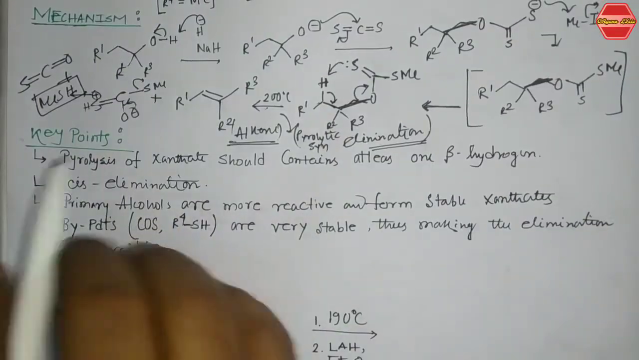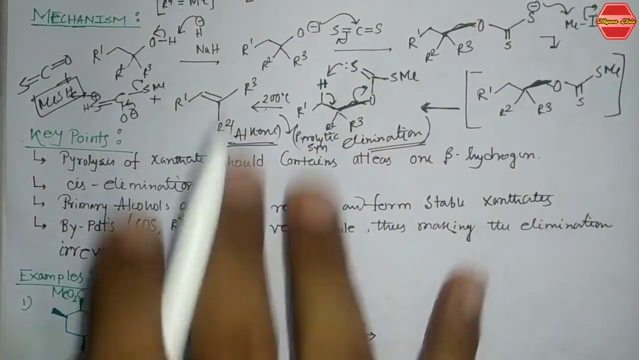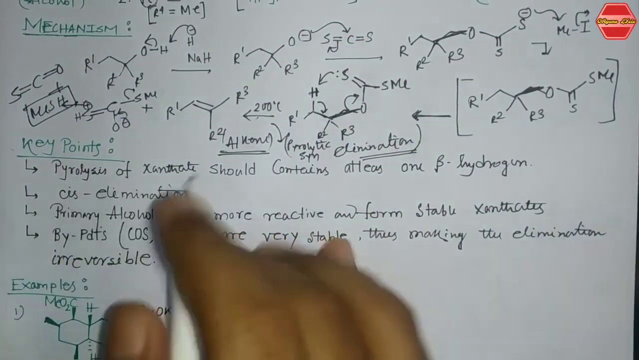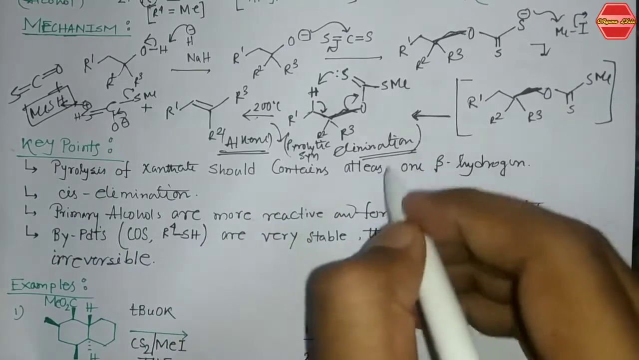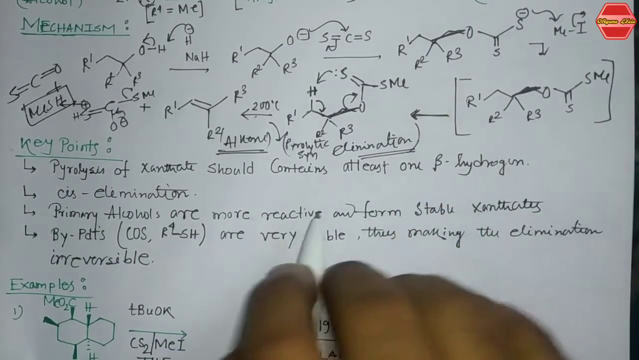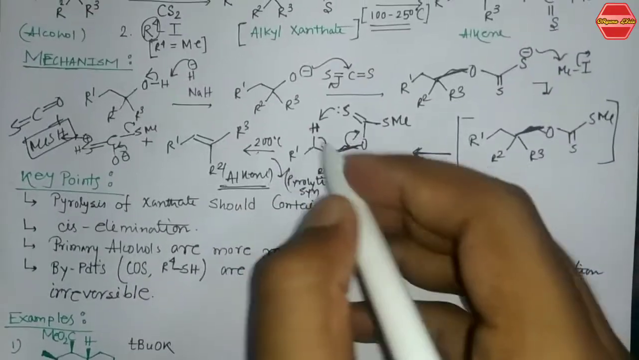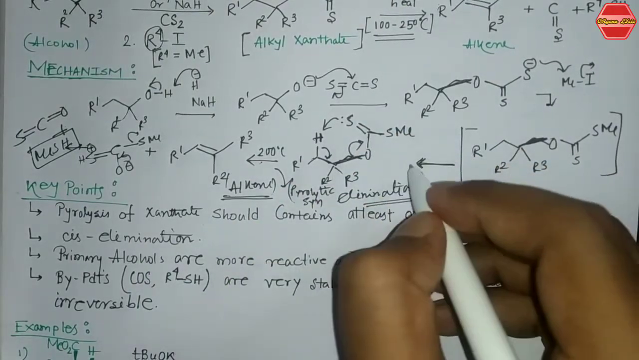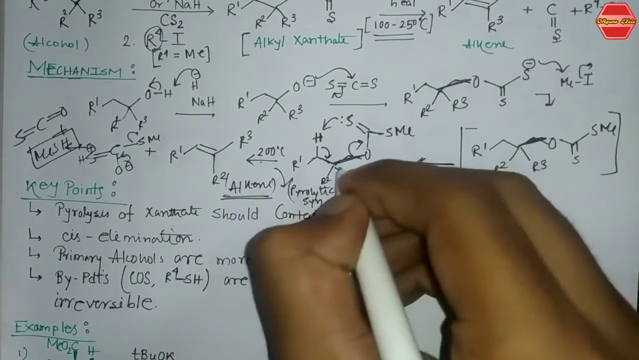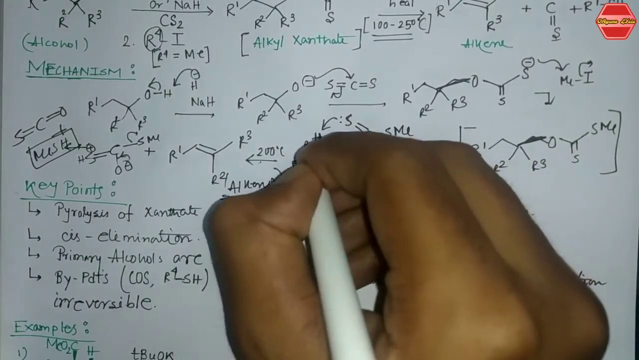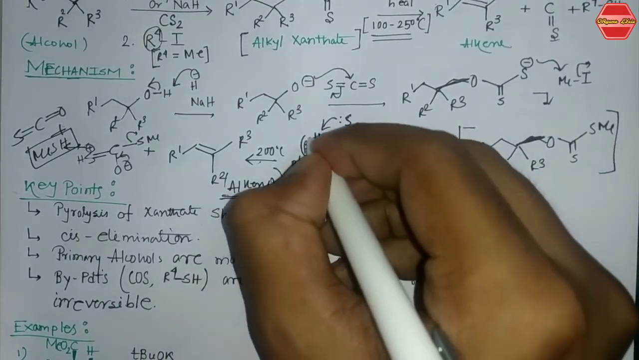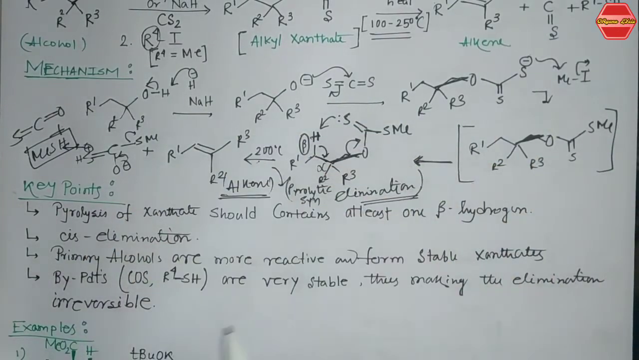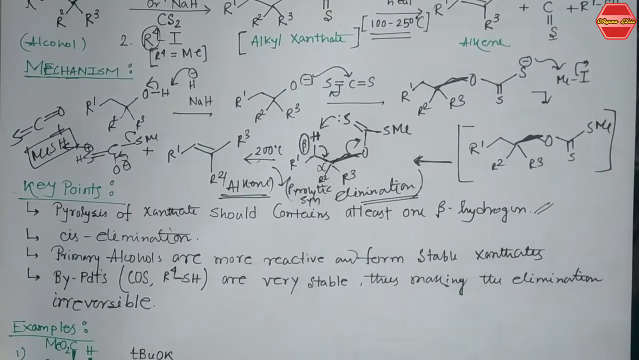Now let's see some key points for this Chugaev elimination reaction that you should remember. For this, the pyrolysis of xanthate should contain at least one beta hydrogen. That is what you can see here, that is your syn elimination, and you can see here this is your alpha and this is your beta. So you can see here one beta hydrogen is present, so that is why this reaction goes in the forward direction. So this point is very much important.